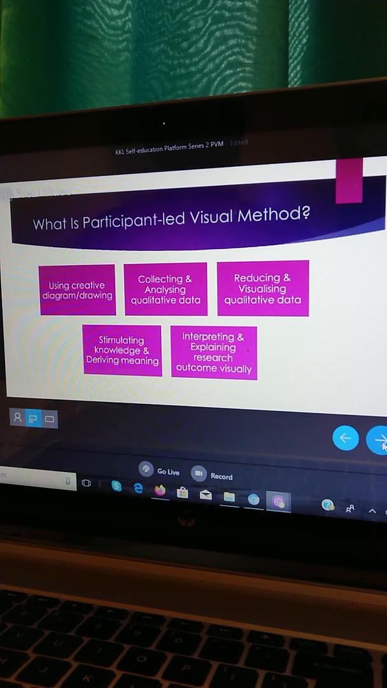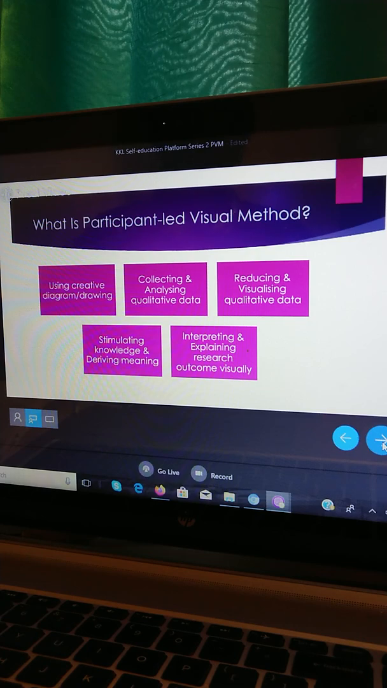Participant-led visual method can be used in different ways. First, it is seen as a creative diagram or drawing. You can use it as an innovative approach, and you can make an innovative contribution to your research in terms of methodology. Just like the way I did, you can do far better. And you can use it either to collect data or to disseminate your research findings in terms of the way you analyze or how you present your research outcome to the audience.